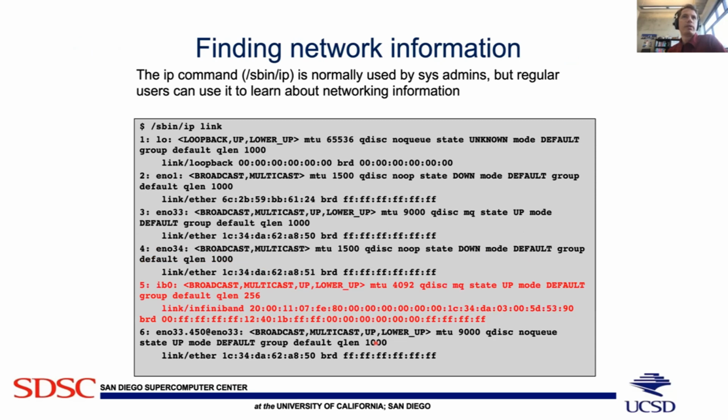You can also get network information, if that's of interest to you, using the ip command. It's usually used by system administrators, but you can use it to learn about networking information. You see Ethernet adapters with their IP addresses, and you see the InfiniBand adapter that's used for the high performance communication between the compute nodes. The ip command has many options, so you can get less information than this. You can look at only the IP addresses, for instance, if that's the only thing you're interested in.